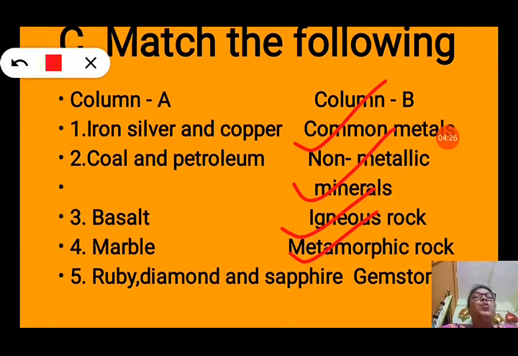Fifth is ruby, diamond and sapphire. They are different types of gemstones. These are very costly stones.